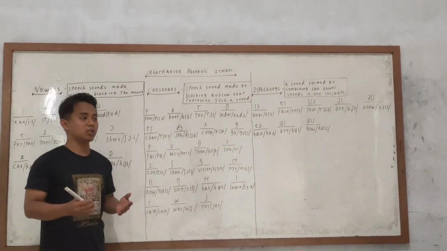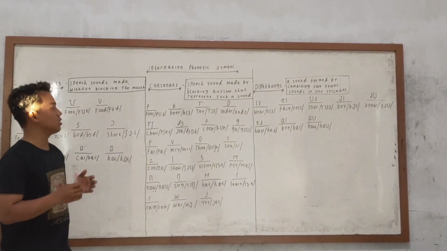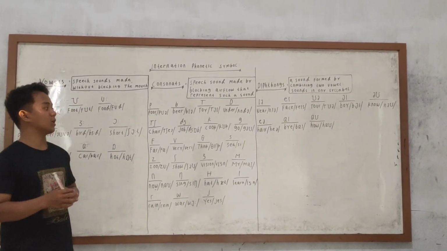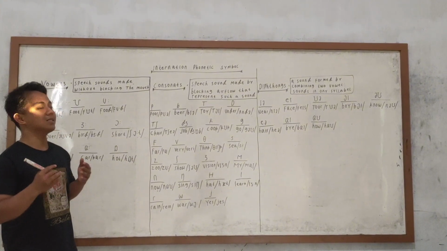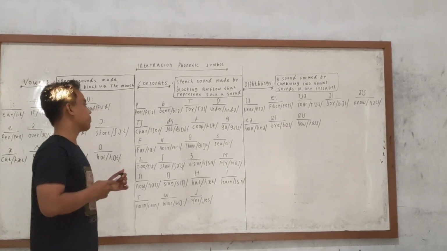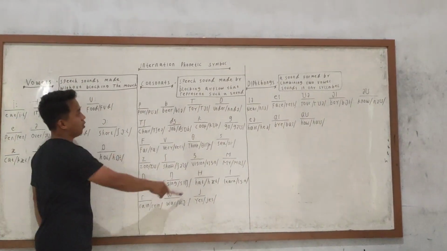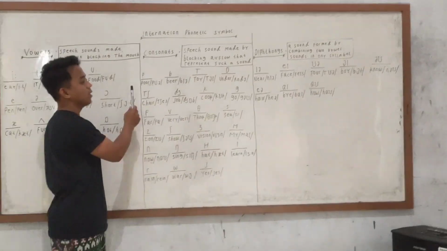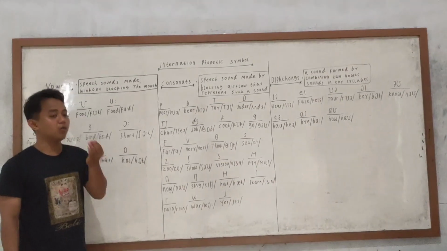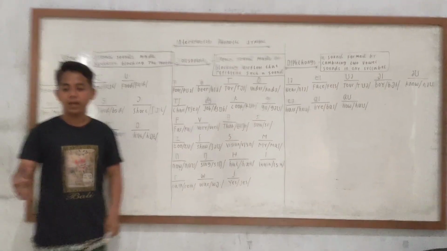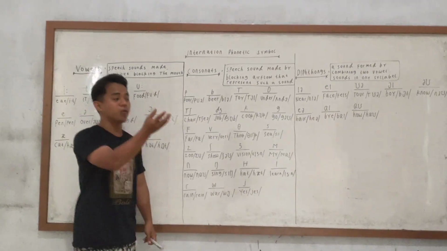So what is a consonant? A consonant is a speech sound made by blocking airflow, or a letter that represents such a sound. Okay, so these are the kinds of consonants. The first is P, with the airflow. P is not "puh" but "p". This is the airflow coming out of our mouth.